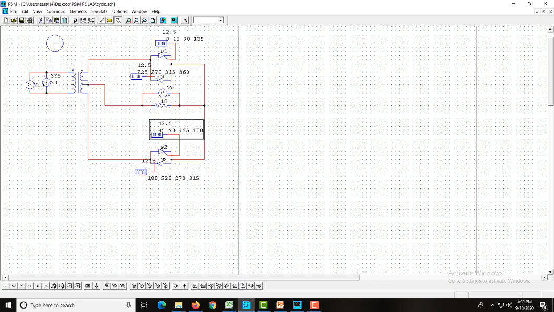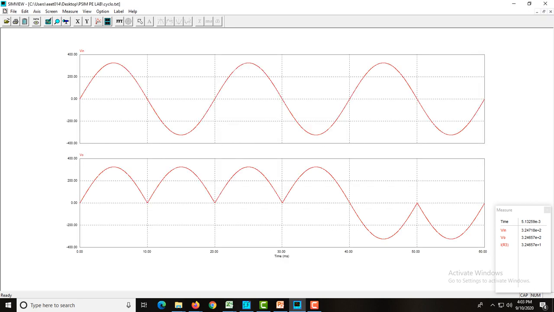Similarly for the negative half cycle, 180 to 225 N2, 225 to 270 N1, 270 to 315 N2, and again 315 to 360 N1. So here all the SCRs will have 4 switching points, and on running this we will get 4 positive half cycles comprising a single positive half cycle in the output side, and again 4 negative half cycles comprising a single negative half cycle in the output side. So P1 P2 P1 P2 will be the triggering sequence, and N2 N1, again N2 N1 will be the negative side sequence.